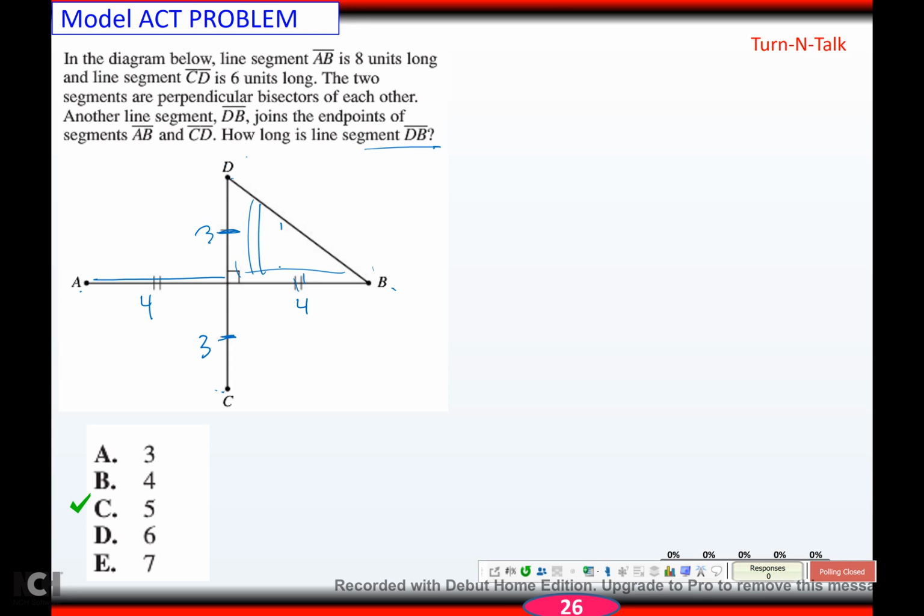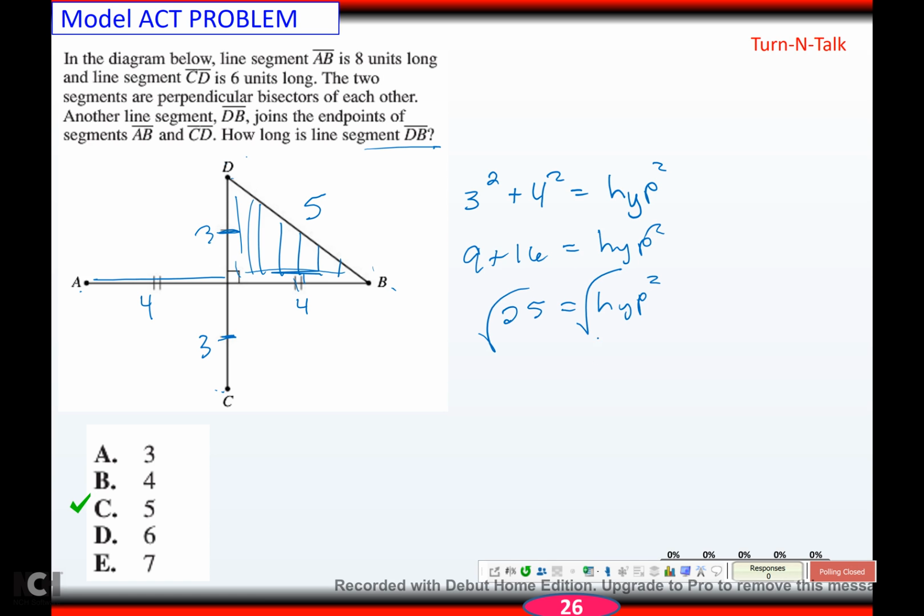Well, this is a right triangle, and it's the most famous one of all, the 3, 4, 5. I mean, you could do the Pythagorean theorem. Leg squared plus leg squared equals hypotenuse squared. 9 plus 16 equals hypotenuse squared. That's 25 equals hypotenuse squared, square root, and you get the hypotenuse equals 5.